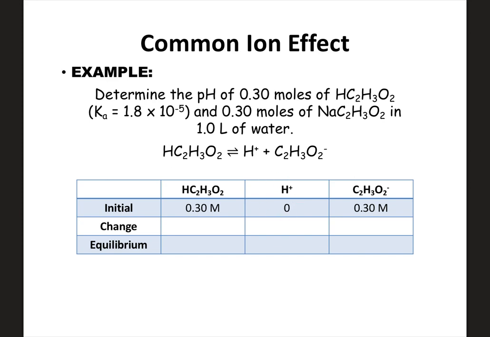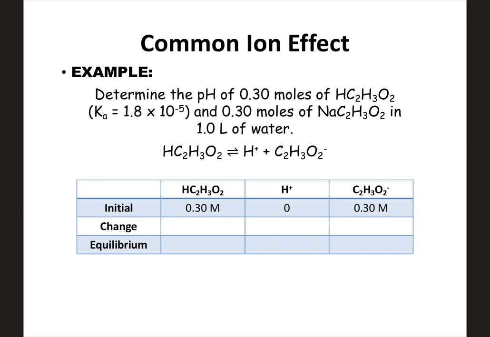There's no H plus initially, but because of the common ion, there is going to be a starting amount of the C2H3O2 minus. Remember, we don't care about the Na, but according to this, there's going to be 0.30 molar. When you do the moles over the liters, there's actually a starting value for the acetate ion. So that's kind of the only difference here. You have a starting value in your ice table for your common ion.